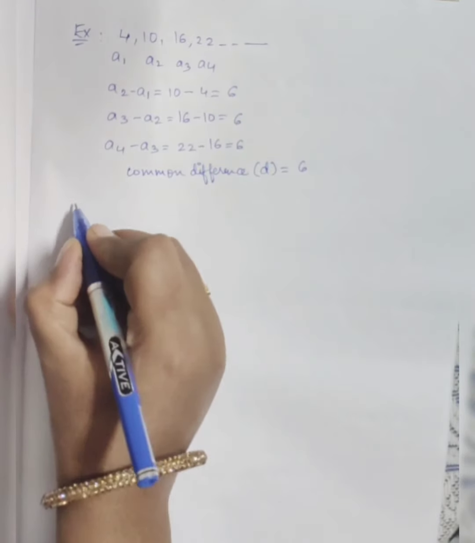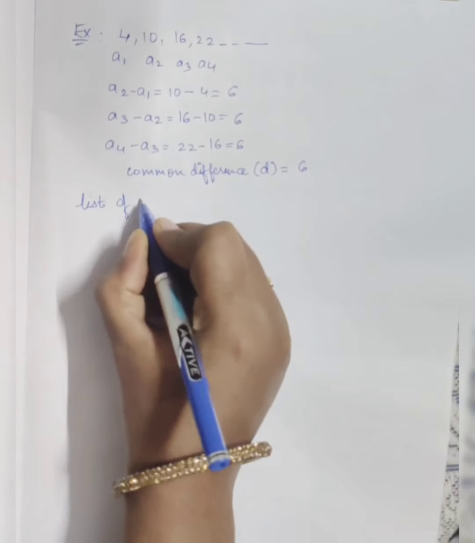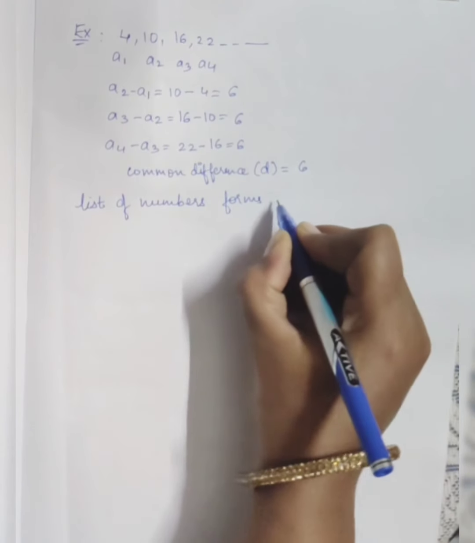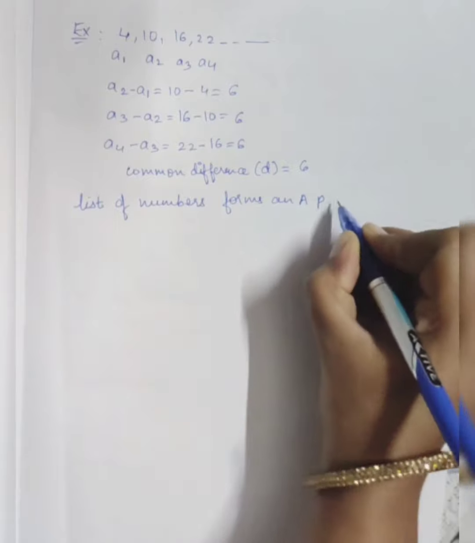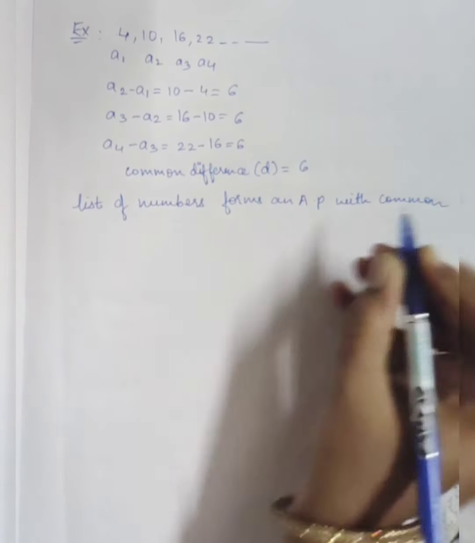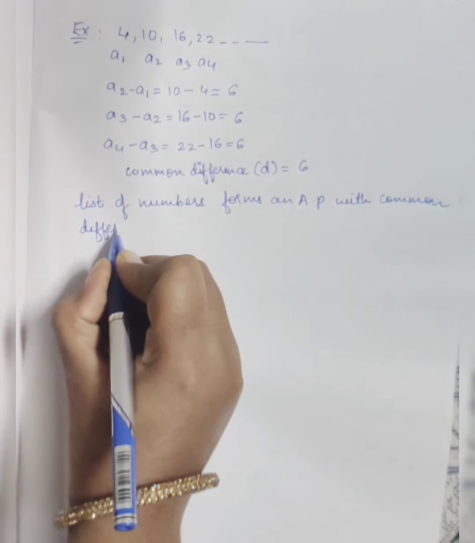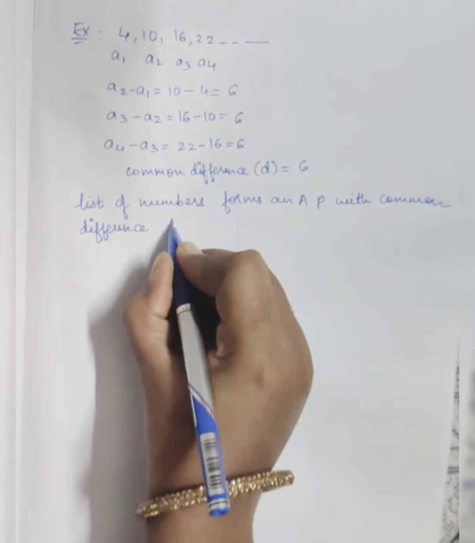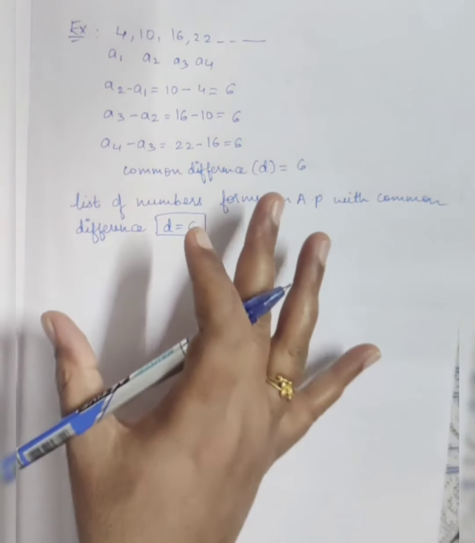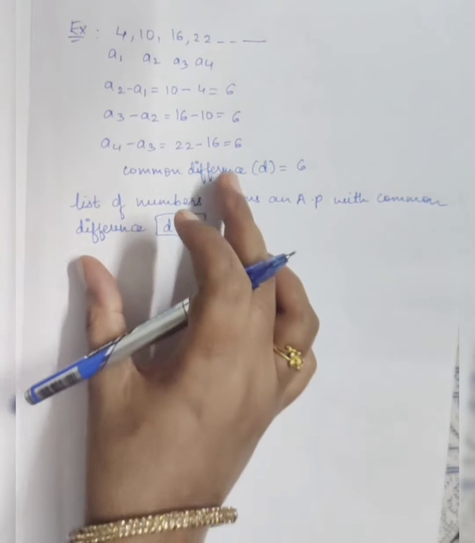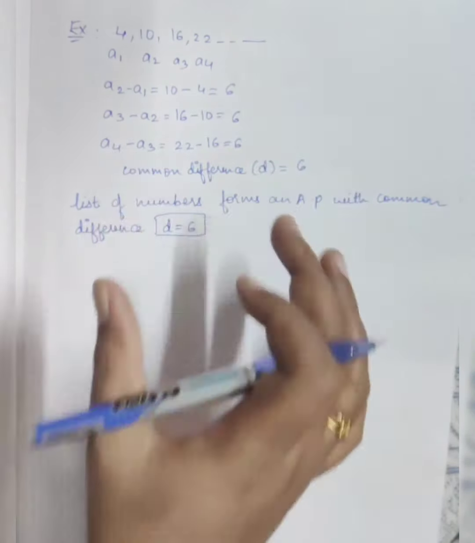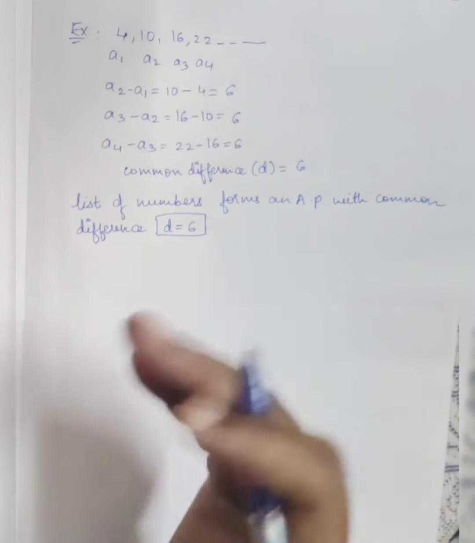So we can write that the list of numbers forms an AP with common difference. What is the common difference over here? The common difference D is equal to 6. So whenever you are asked to find out whether the given sequence forms an AP or not, this is the method you have to follow. Let us take one more example.